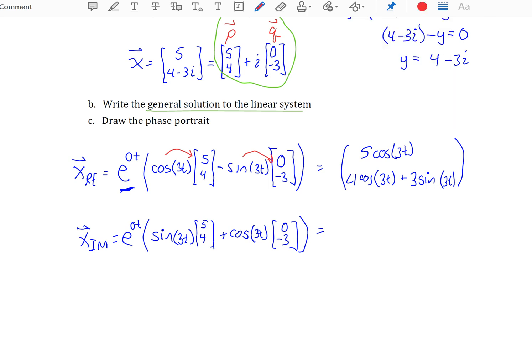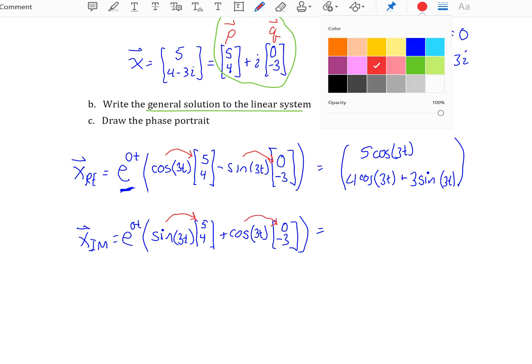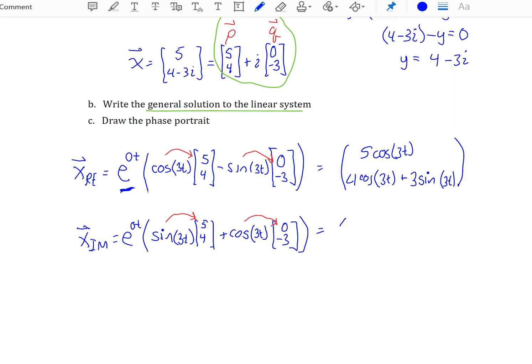and again, let's simplify this by multiplying the sine into this vector, the cosine in, and then adding these two vectors together. I think we're going to get back 5 sine of 3t, and then we're going to have 4 sine of 3t minus 3 cosine of 3t.